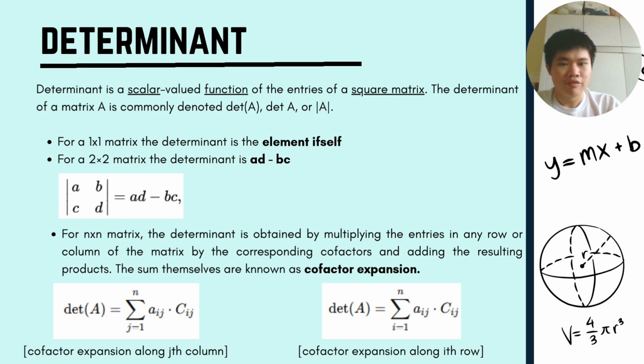And for a matrix with the order of n by n, the determinant can be calculated using a method called cofactor expansion. So here's how it works. First, we need to choose any row or column in the matrix. Then for each element in that row or column, we multiply it by a cofactor. And lastly, we add up these products to get the determinant of the matrix.